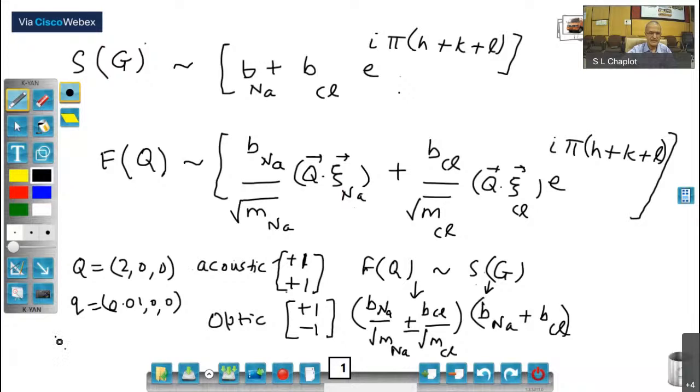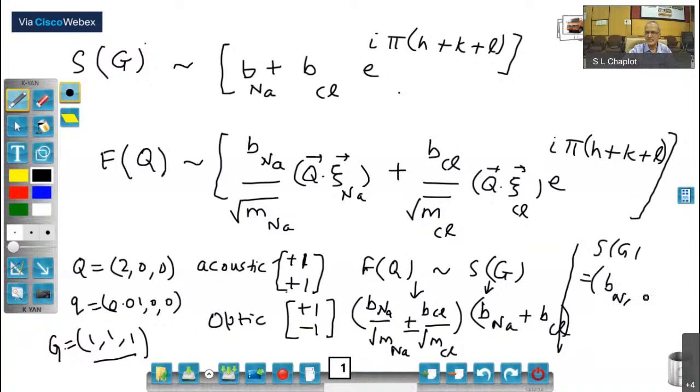So if you look at a G, which is something like 111, what will be the case here? This corresponding to 111, it is e to the power i 3 pi, so that is -1, and therefore my S of G will become VNA minus BCL. Okay, so that tends to be small.